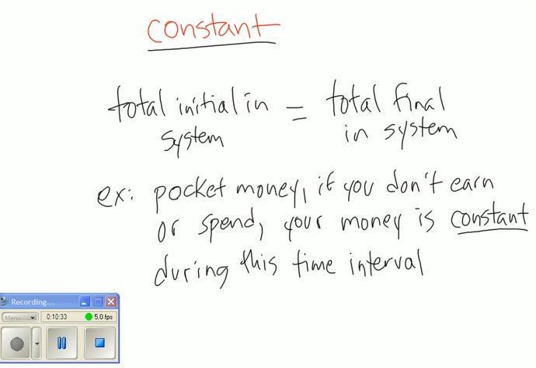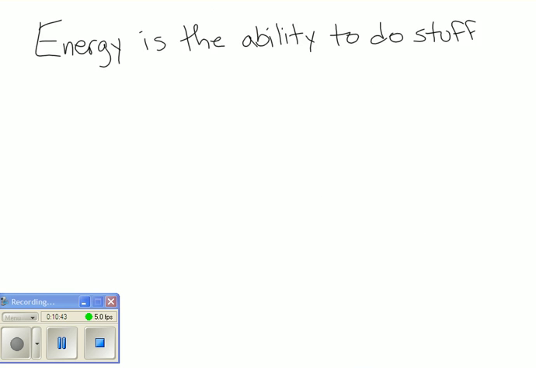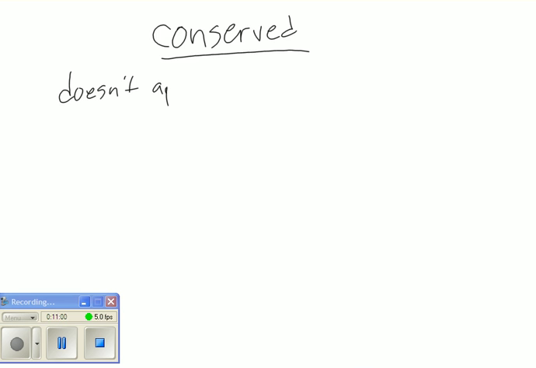Not every quantity can be described in this way. Some quantities further can be described as conserved. And I think in everyday language the clearest way to say this is a conserved quantity doesn't appear from nowhere, and does not disappear without trace.